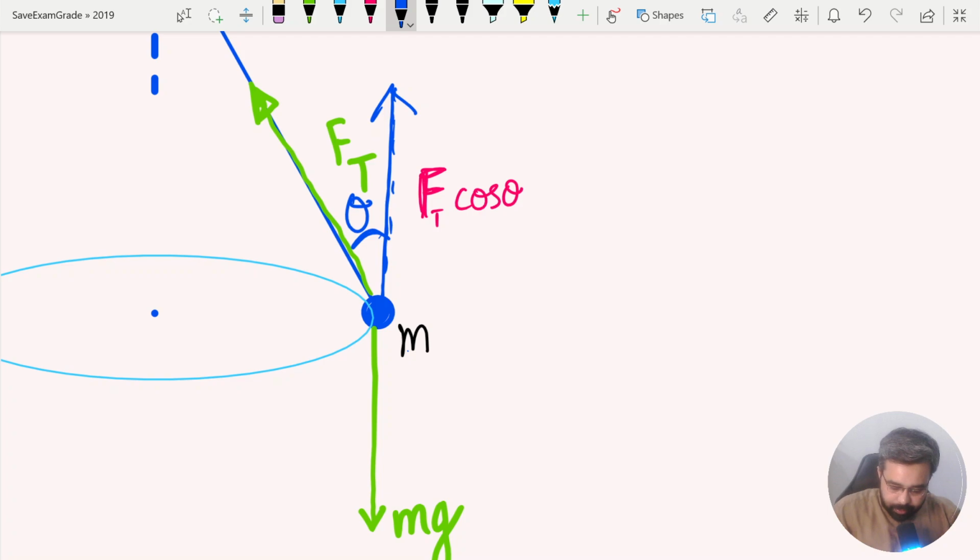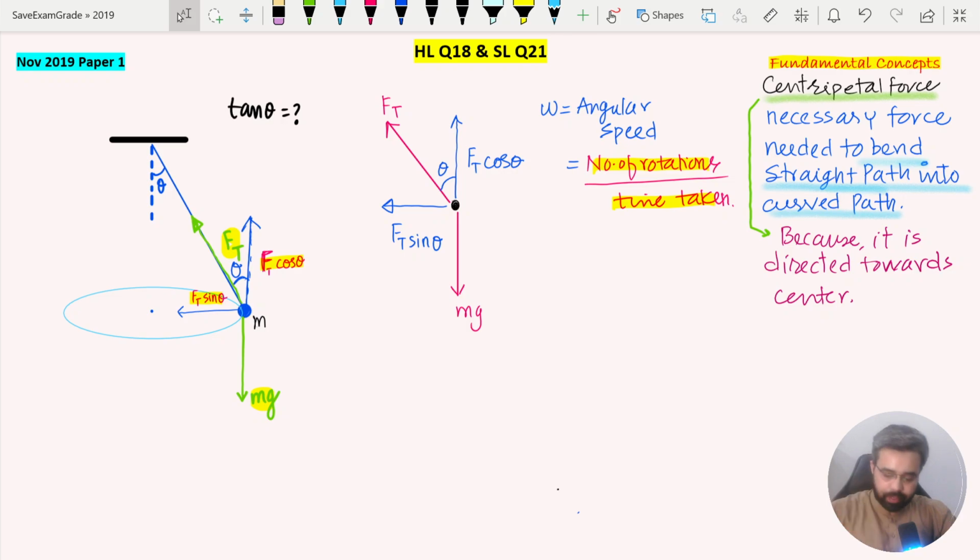Whereas the other component, that is directed towards the center, is ft sine theta, and it is not balanced by any other force. So basically there are only two forces acting on this mass, and these two are the components of the force of tension. So in a rectangular coordinate system, we see that the force acting upward is equal to the force acting downward. So ft cos theta is equal to mg, but this force is not cancelled by any other force. So this force should be the resultant force.